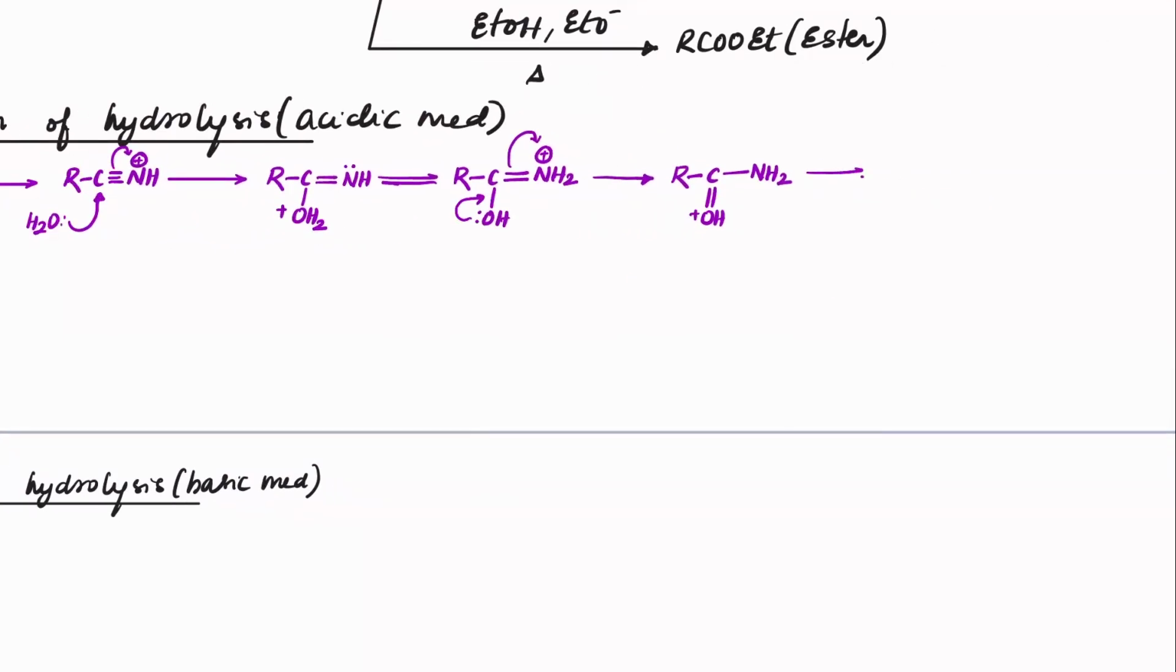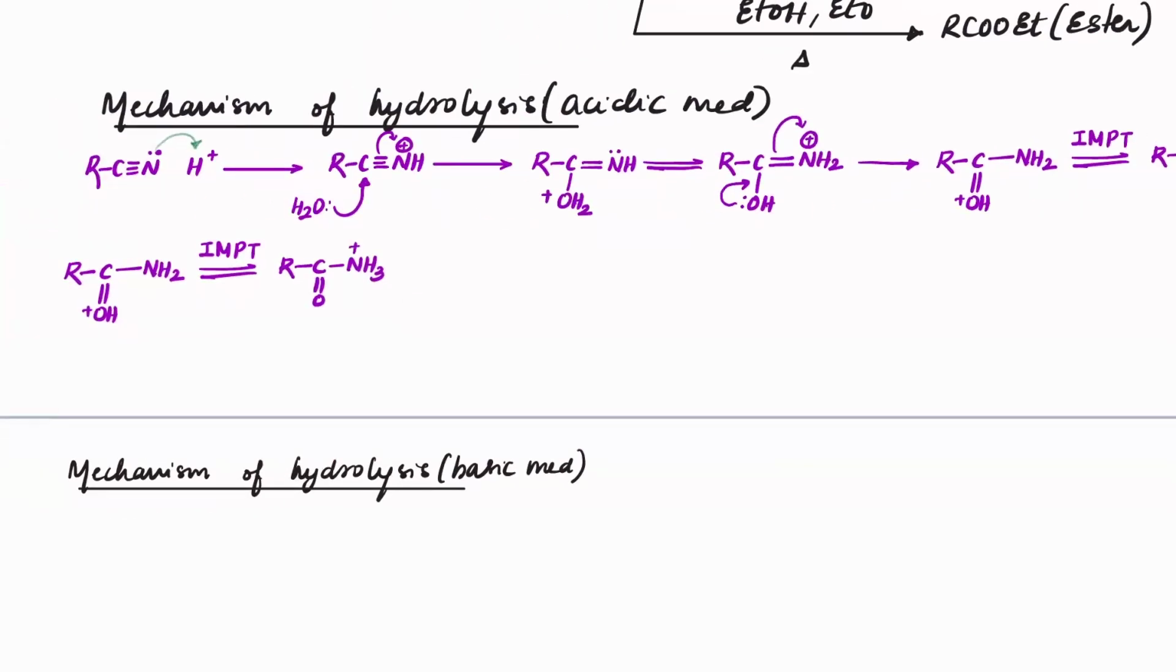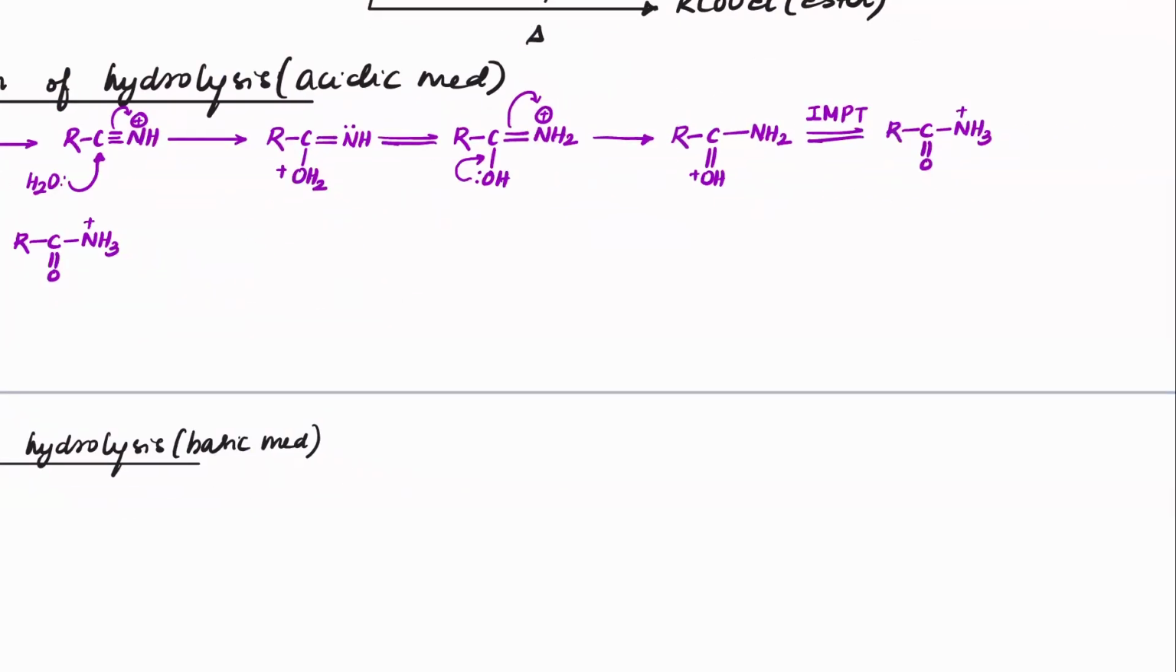This will undergo further IMPT, making that into RC double bond O NH3 plus. Or before making an IMPT, what I would suggest, if the amount of acid is limited, you can easily isolate it. Keep it in aqueous solution with a very limited amount of acid and you can isolate this into amides. So amide is an intermediate here.